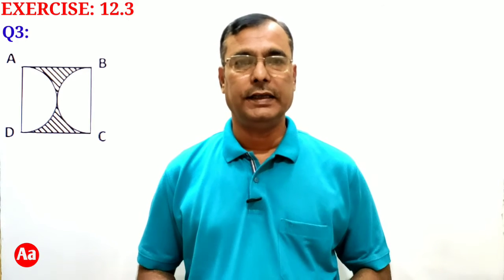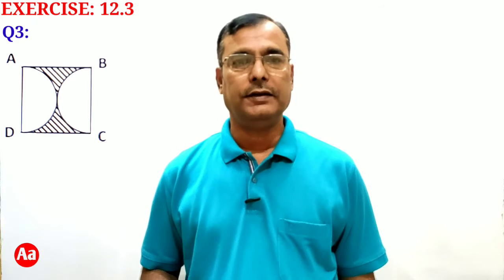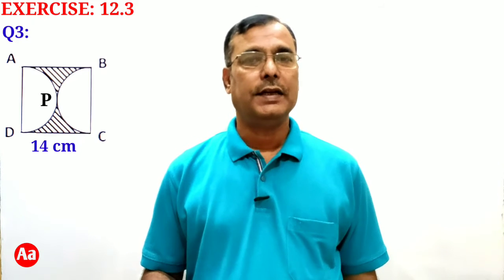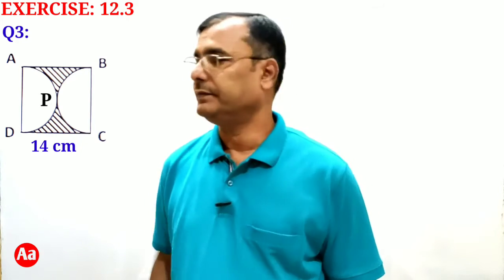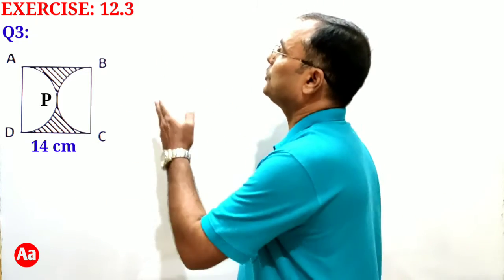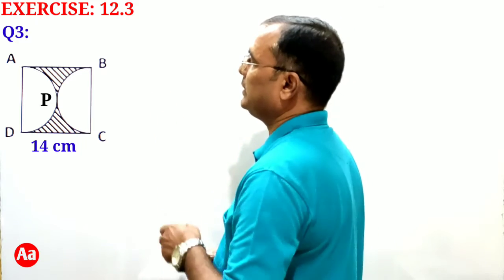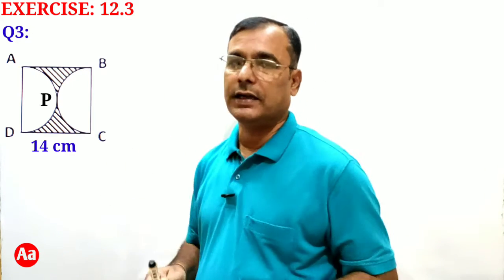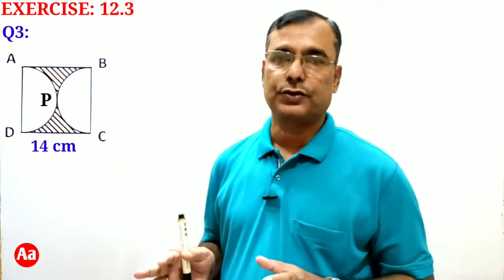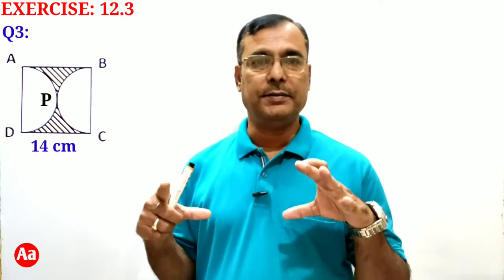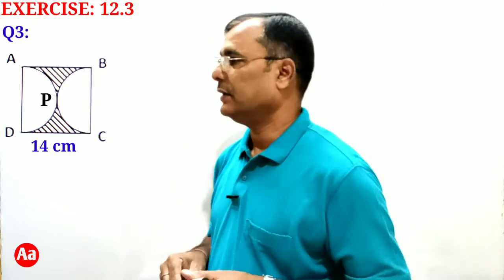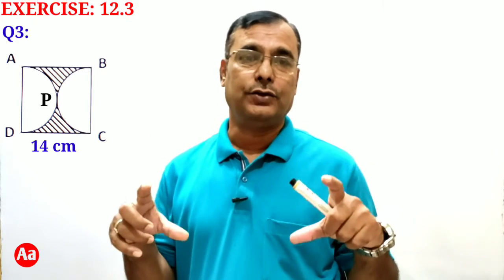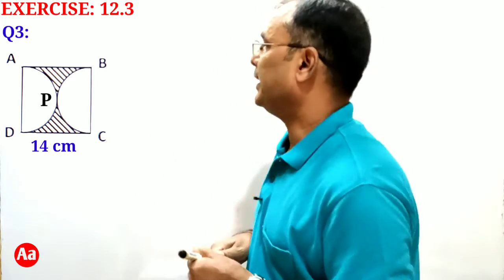Question number 3 is find the area of the shaded region in the given figure if ABCD is a square of side 14 centimeter and APD and BPC are semicircles. As the figure is shown here, ABCD is a square of side 14 centimeter. APD and BPC are two semicircles. These two semicircles have diameter equal to the side of the square. So the radius of these two semicircles is equal as their diameters are equal to the 14 centimeter side of the square.